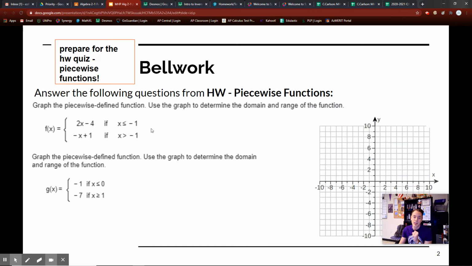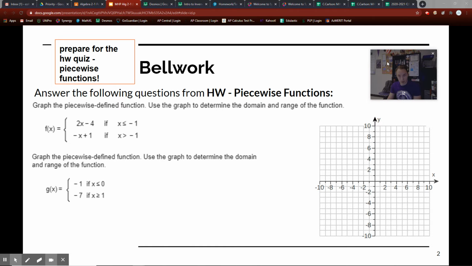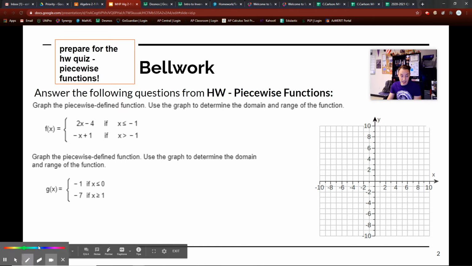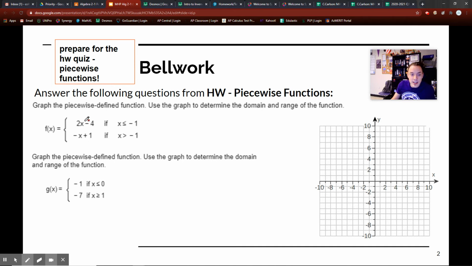Let's get started. Let's go through these 2 questions right here for your bell work. I'm going to go through it pretty fast, speedy lightning. So the first thing I notice is 2x minus 4. I'm actually not going to do as much writing here, because I know what 2x minus 4 looks like. Now watch another thing while I'm thinking. 2x minus 4, you can just graph this. Your slope is 2. Your b is negative 4.